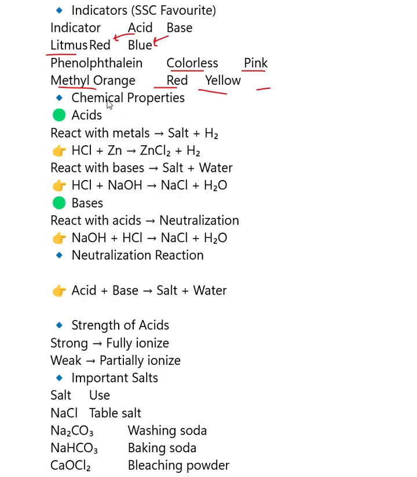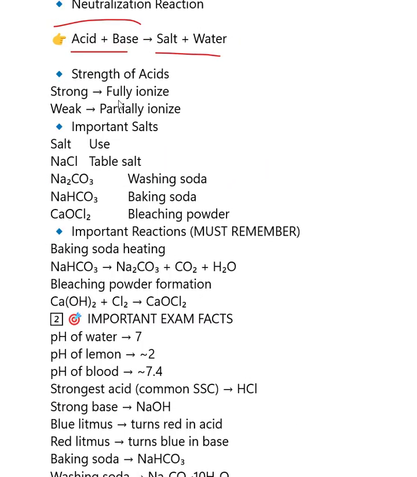Chemical properties of acid: these react with the metals and form salt and hydrogen, as you can see in the example. And when acid reacts with the bases, they form salt and water. When bases react with acid, it is the neutralization process, and this is your neutralization reaction. When acid and base react, they form salt and water. The strength of the acids: if they are strong, then fully ionized, and if weak, partially ionized.